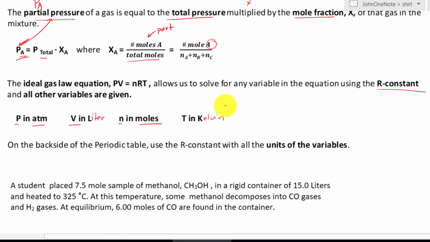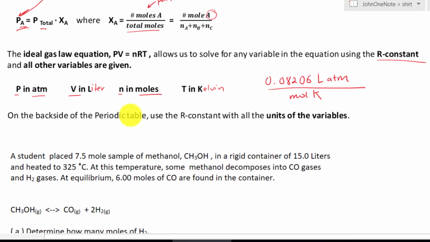Now let's go back to our periodic table. Well, there are multiple gas constants, and the one that has atm, liters, moles, and Kelvin would be this one right here, 0.08206, which is liter times atm divided by mole times Kelvin on the bottom. And you see how all the units are given in this equation right there, okay? So that's how you know which R constant to use.